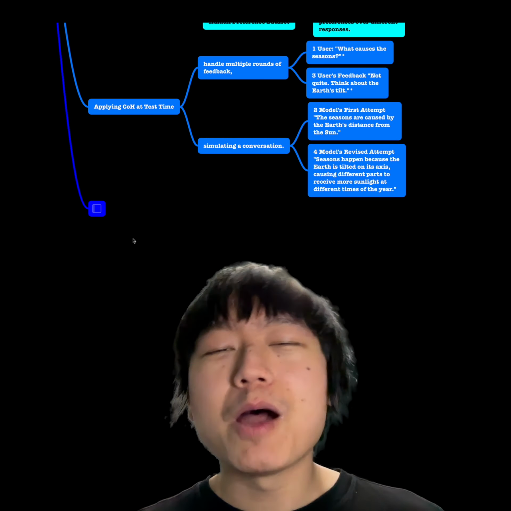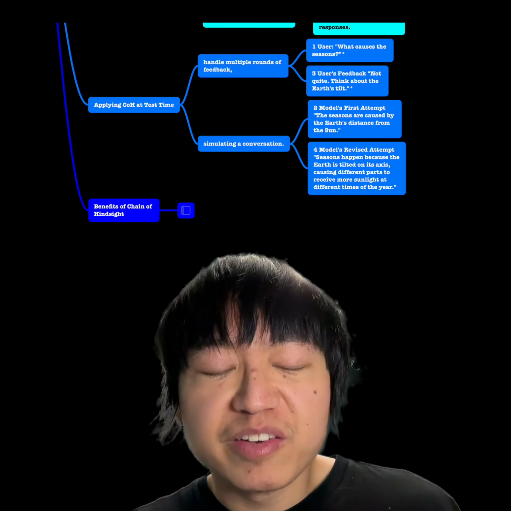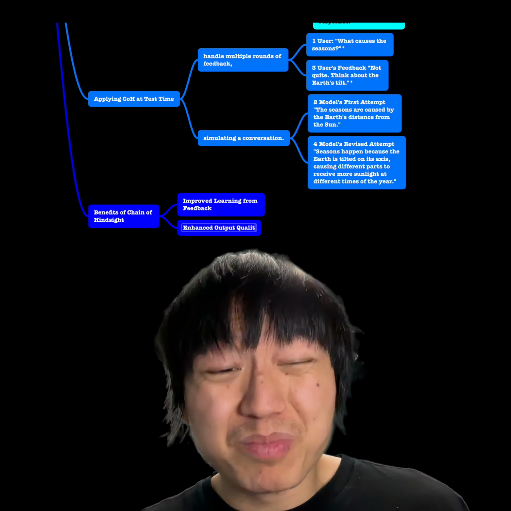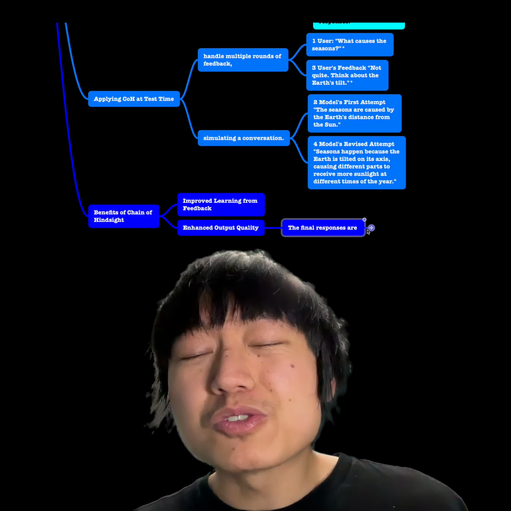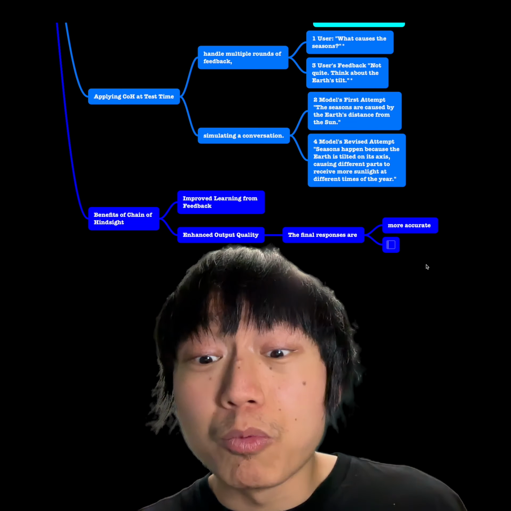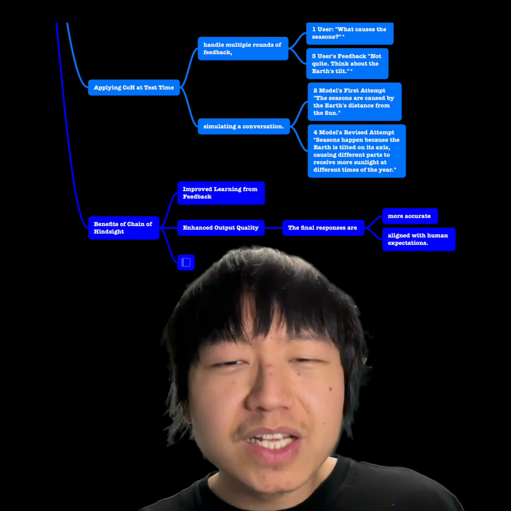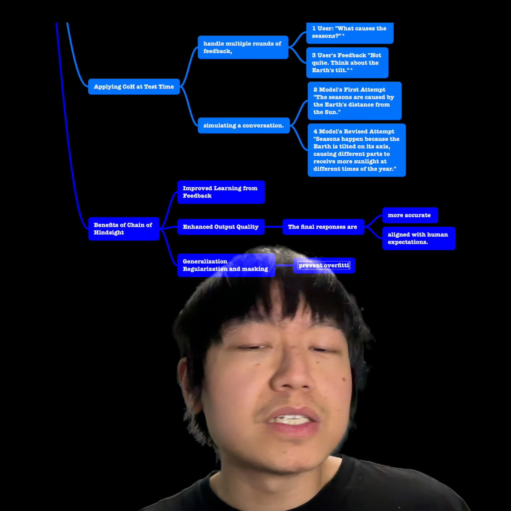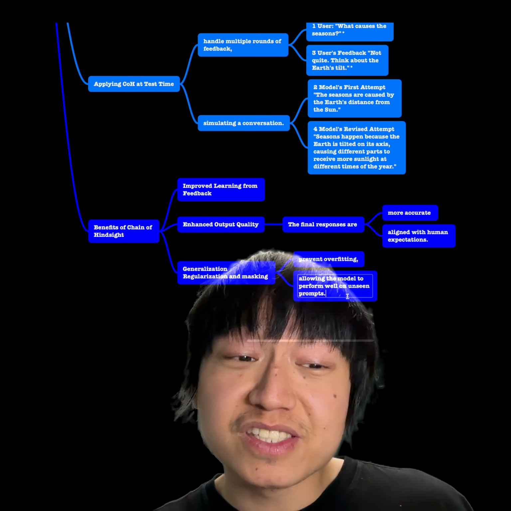And the last one, I want to talk about the benefits of chain of hindsight, which is improved learning from feedback by processing a sequence of the feedback. This model can better understand how to adjust its responses and also enhance the output quality. So the final responses are more accurate and aligned with human expectations. And then there's generalization, regularization and masking. This can prevent overfitting, which allows the model to perform well on unseen prompts.